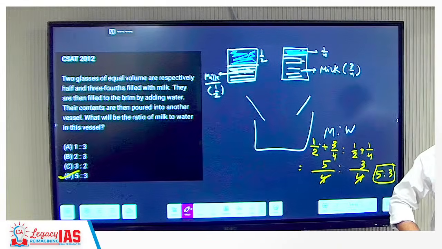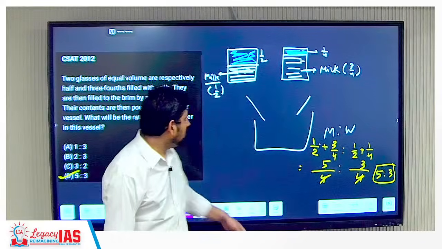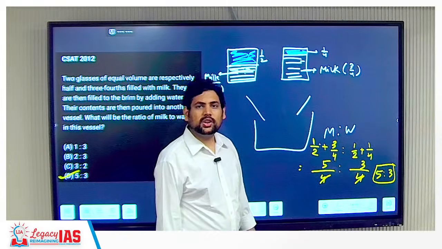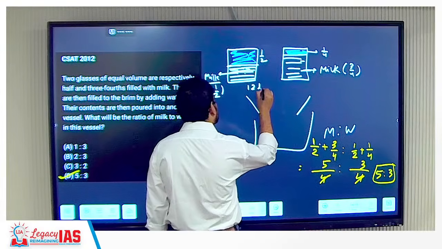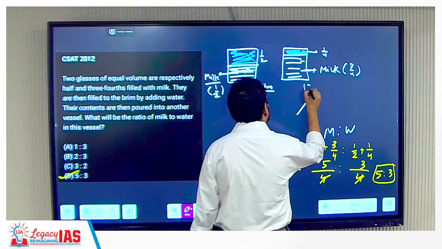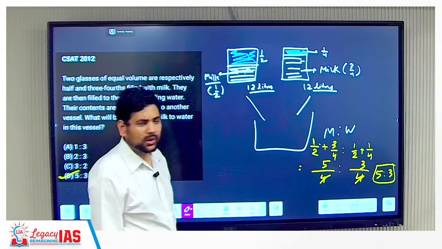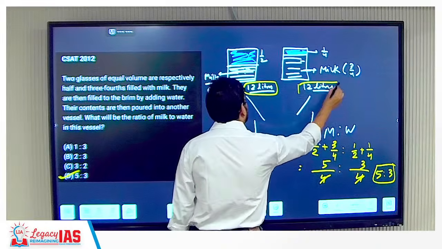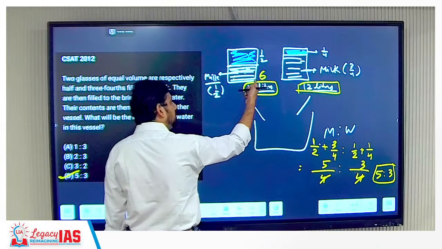Yes, Dheeraj. So you don't have to do anything else. If I tell you another method, if you see ratios like 1 by 2, 1 by 2, 3 by 4, 1 by 4, you can take their LCM. So you can assume that this is 12 liters and this is also 12 liters. Now you calculate the amount of milk and water. So I have taken 12 liters and 12 liters. How much is milk here? Half of this. So 6 liters of milk is here.